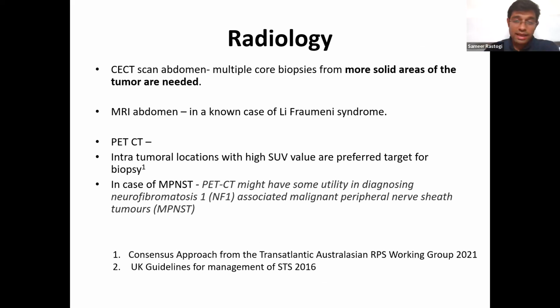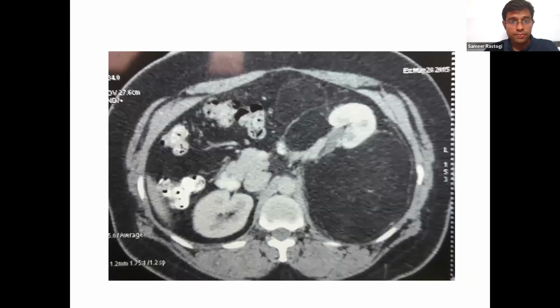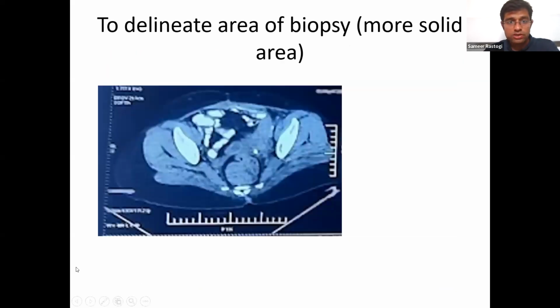And what exactly is meant by more solid area of the tumor? I'll just show you. Suppose this is a pelvic liposarcoma. This part is the solid part, and this is the fat attenuated part. This fat could be normal as well. So it is important to take the biopsy from the more high-grade or more dedifferentiated looking areas.